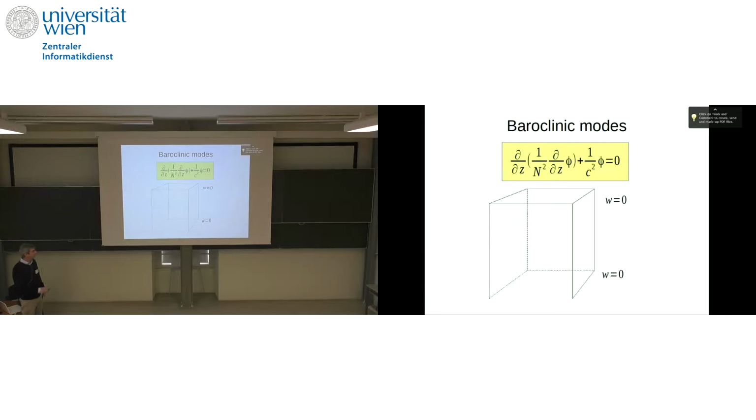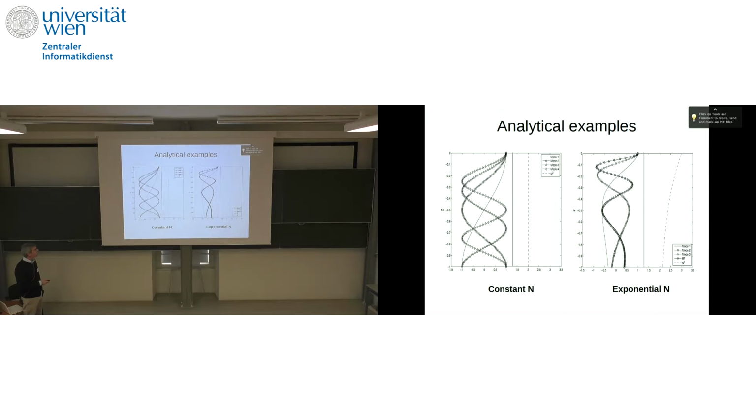And typically it's done like this. You make a flat surface for the upper part of the ocean, so you ignore surface waves. And you make a flat lower surface, okay, so we ignore bottom topography. So we just make those two assumptions. And when you do this, you can get these types of structures.